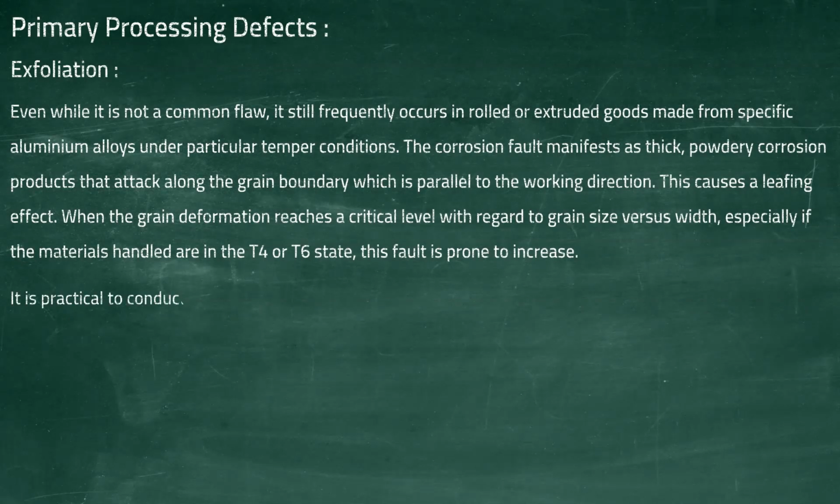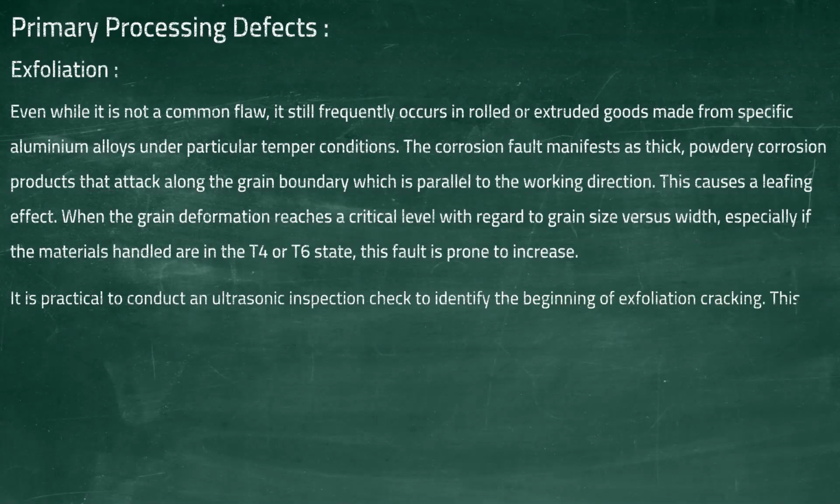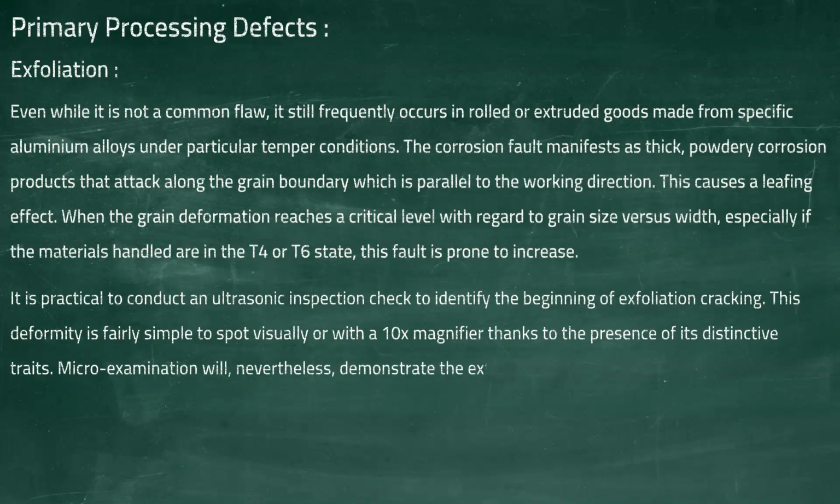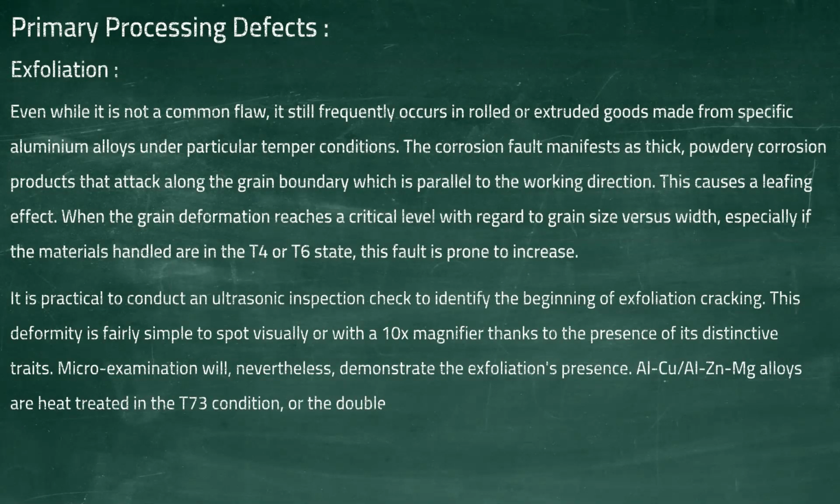It is practical to conduct an ultrasonic inspection check to identify the beginning of exfoliation cracking. This deformity is fairly simple to spot visually or with a 10 times magnifier thanks to its distinctive traits. Micro-examination will, nevertheless, demonstrate the exfoliation's presence. Aluminum copper or aluminium zinc magnesium alloys are heat-treated in the T73 condition, or the double aging procedure, to get around this.